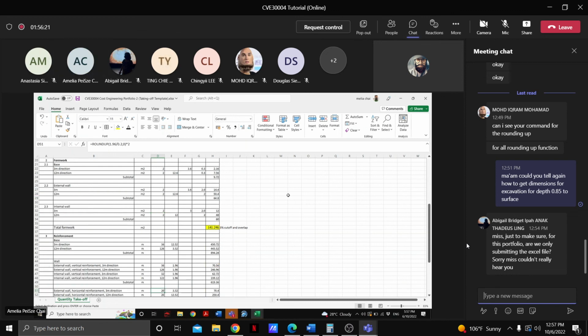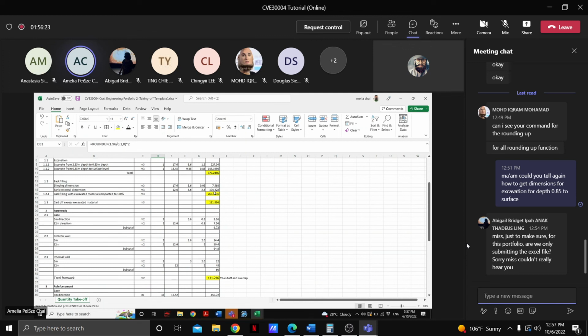How do you get this value of 216? So you excavate out this much, right? Then you backfill. Of course, when you backfill, you have to minus off the dimensions that are built in already. You're filling only the empty space. So for this one, your excavated volume, you minus off the dimensions of your tank and the blinding concrete.